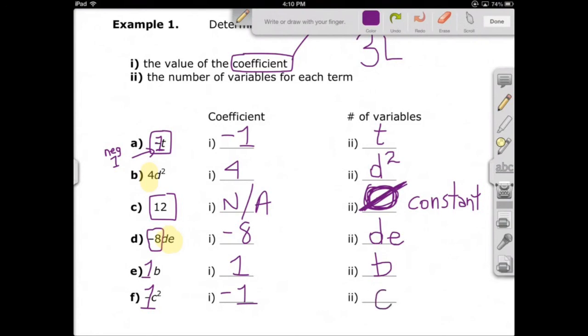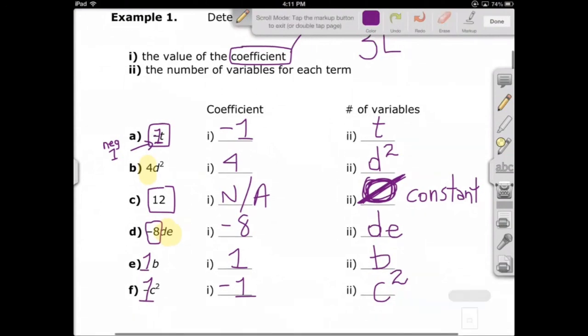You have to not only include the variable, but you have to understand it's one variable. I like to write in the exponent here. I want you to understand that it's C to the power of 2. The variable is C, I get it, but it's a C squared. And this will come up a little later when we start playing around with algebra tiles.